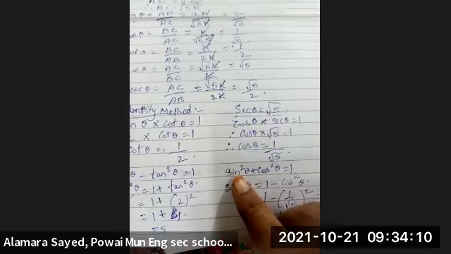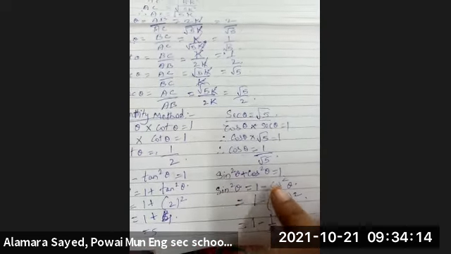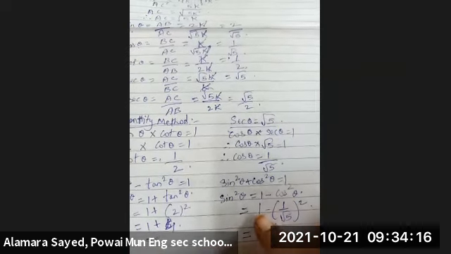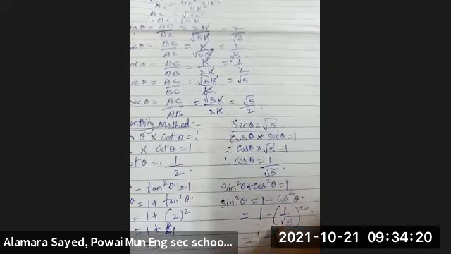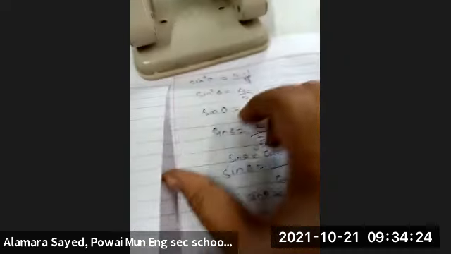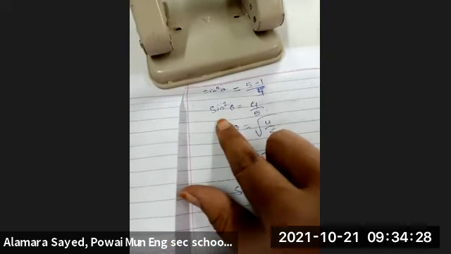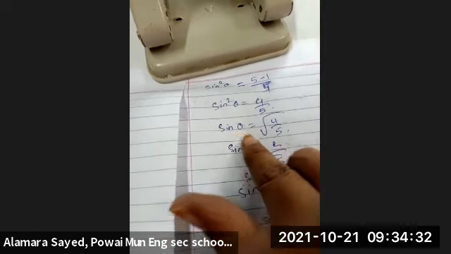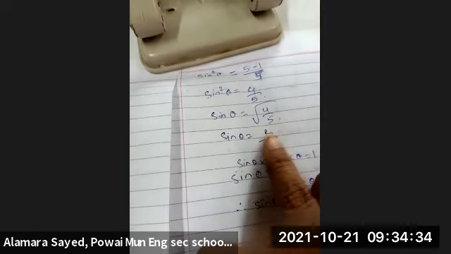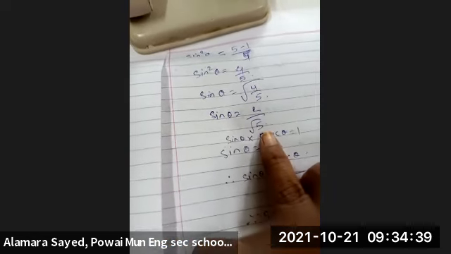Then sin square theta plus cos square theta is equal to 1. So sin square theta is equal to 1 minus cos square theta, which is 1 minus 1 upon root 5 the whole square, that is 1 minus 1 upon 5. So we will get sin square theta is equal to 5 minus 1 upon 5. Sin square theta will be 4 upon 5, but this is square, so we have to find sin theta, which is equal to root of 4 upon 5. And so sin theta is equal to 2 upon root 5.